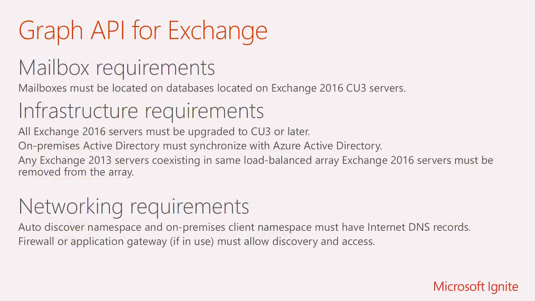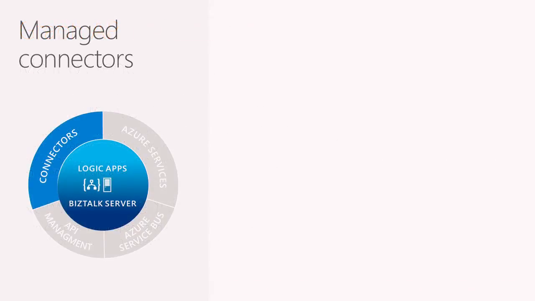But it's not just about SharePoint. We've also got the capability to do the Graph API for Exchange now. They've actually just launched that recently. If you're up to date, your mailboxes must be on Exchange 2016 CU3 servers, and basically you really have to have most of your farm updated to Exchange 2016 to be able to make this work. But then we can use the Exchange parts of the Graph API against those on-premises servers and mailboxes as well, rather than just the mailboxes that are in the cloud. That's a nice new one that's been released.